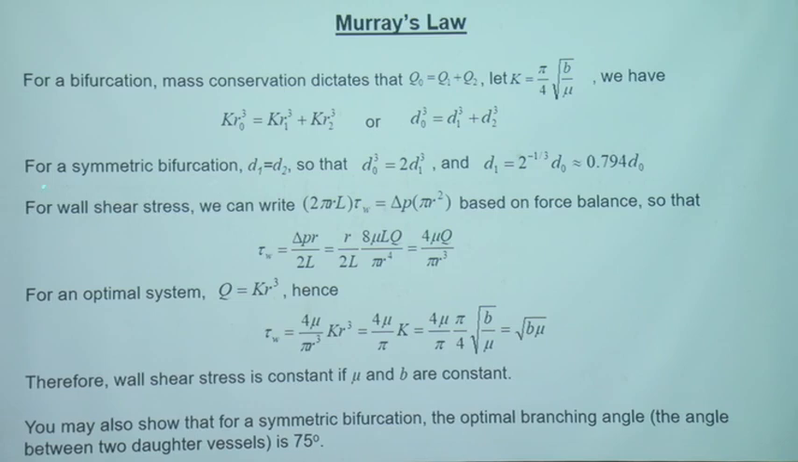What that means is that for a symmetric bifurcation, if the daughter vessels have the same diameters, then you can further simplify this, and it means that each daughter vessel diameter is about 0.794 times the parent vessel diameter.